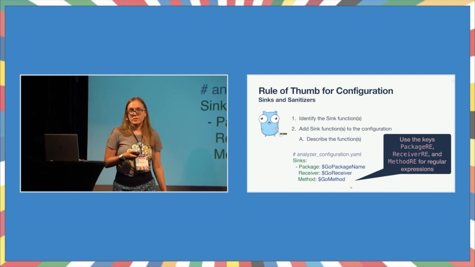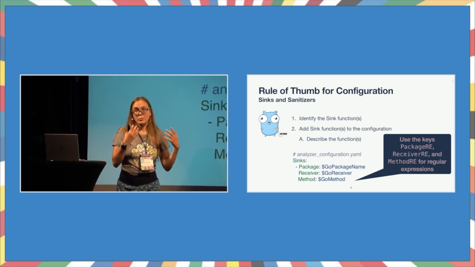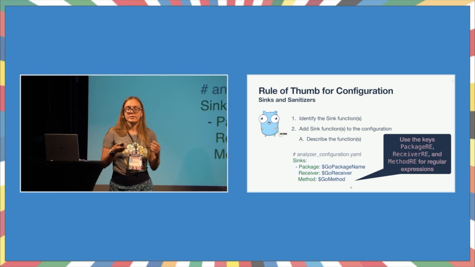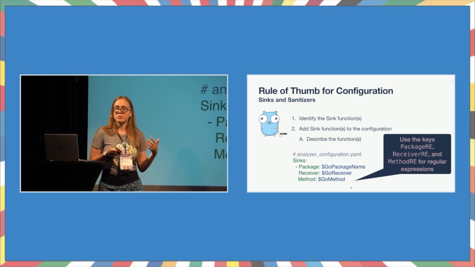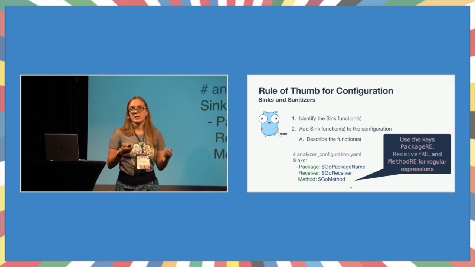Defining sources is not enough. We also have to define our sinks and sanitizers. For the sink, your task is again to identify the sink for your program or your problem, and then add the sink functions to the configuration. For functions, we simply describe our function in the YAML file. Here you can define a package, receiver, and a method, and as before, add RE if you want to make use of a regular expression.